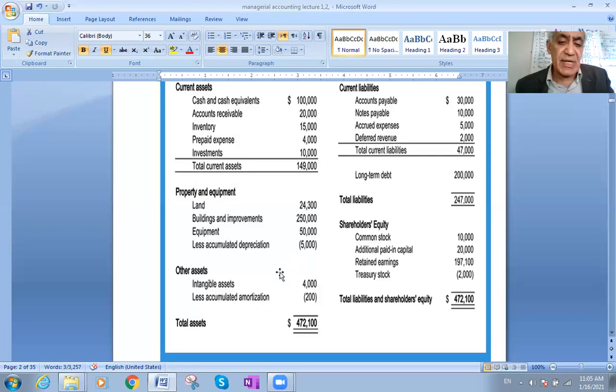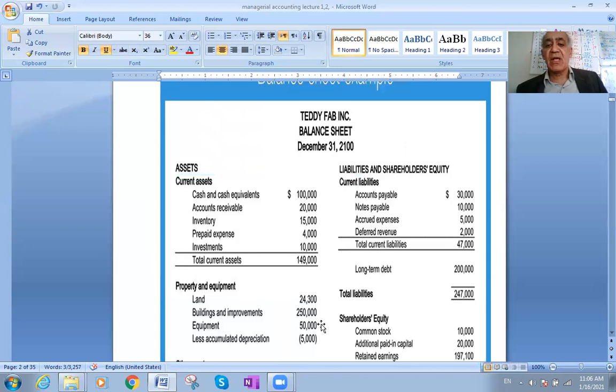So you will do it like this: the land 24,000. We said 149 plus 24,300 plus 250, plus 50,000 minus 5,000, which is the depreciation, plus intangible assets 4,000 minus the accumulated amortization, which is 200. Then this will give me what I own, the assets, $472,100.